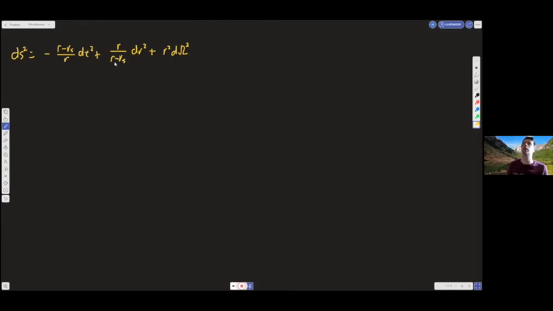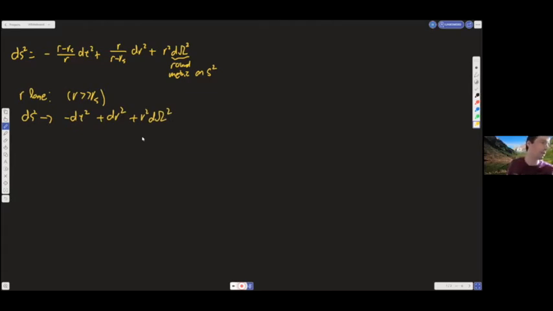This r, t, and omega, this is the round metric on S2. For simplicity, I'll work in 3+1 dimensions in these lectures. So at large r, which means r is large compared to rs, this metric just goes over to the flat space metric, dr squared plus r squared d omega squared, which is the metric of flat spacetime in polar coordinates.